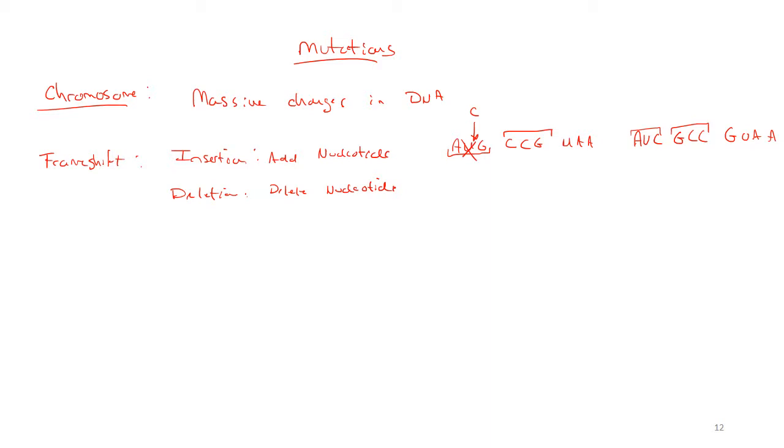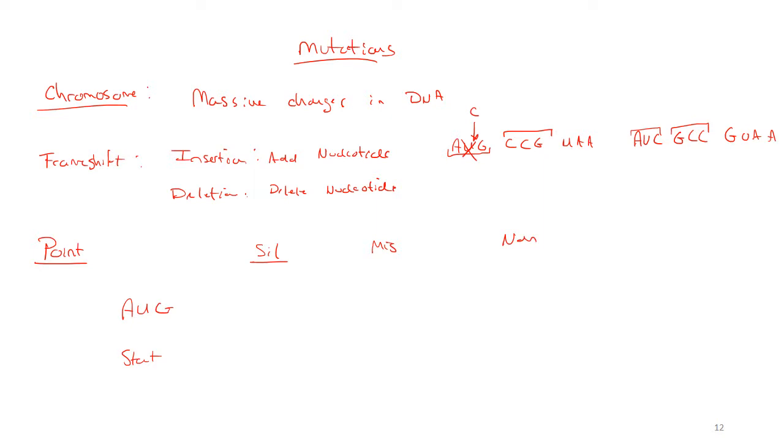Okay. And then we've got point mutations. Point mutations are in three versions. Let's say we're looking at AUG, which makes a start codon. But let's say we've got a silent mutation, a missense mutation, and a nonsense mutation.